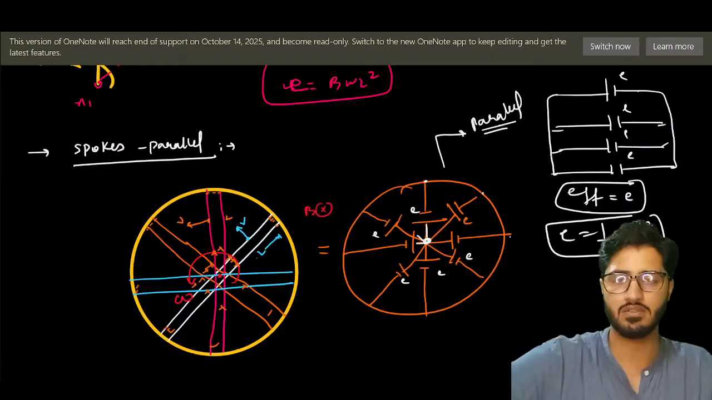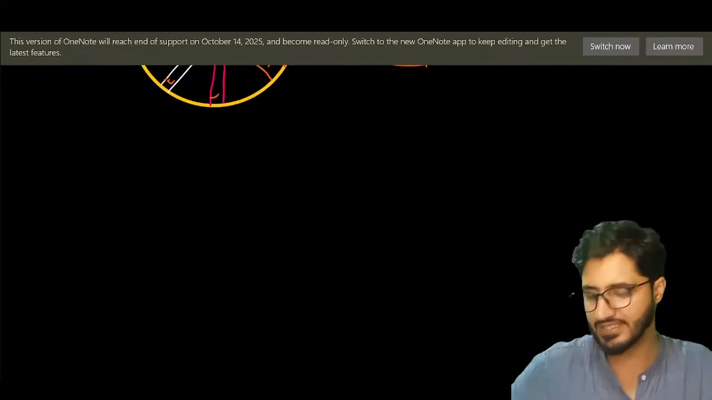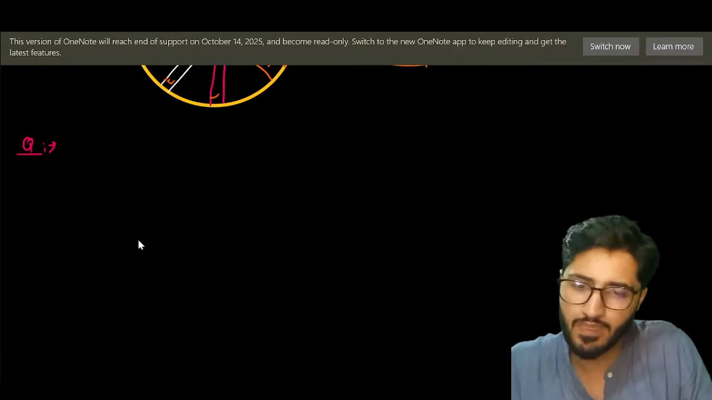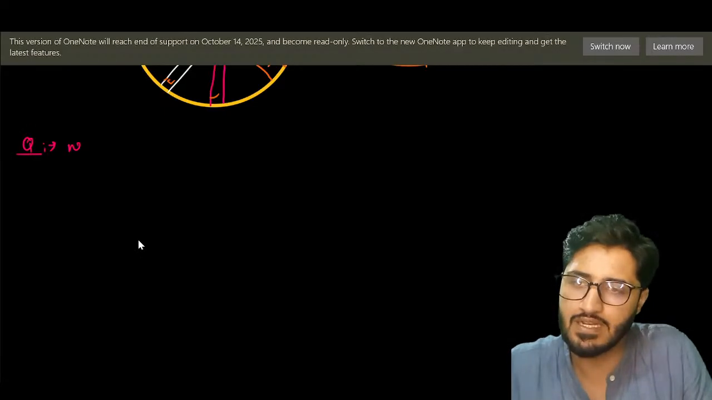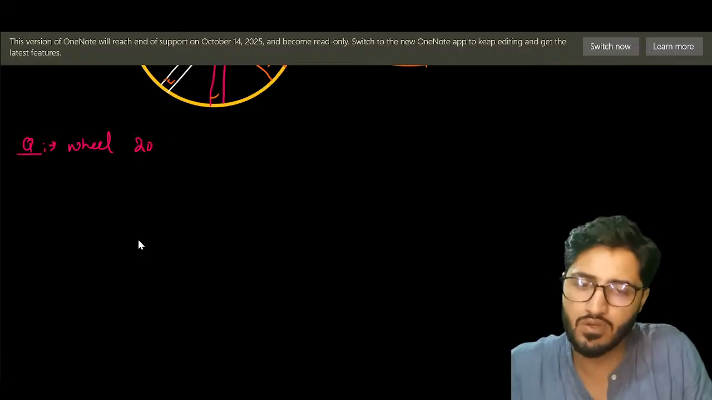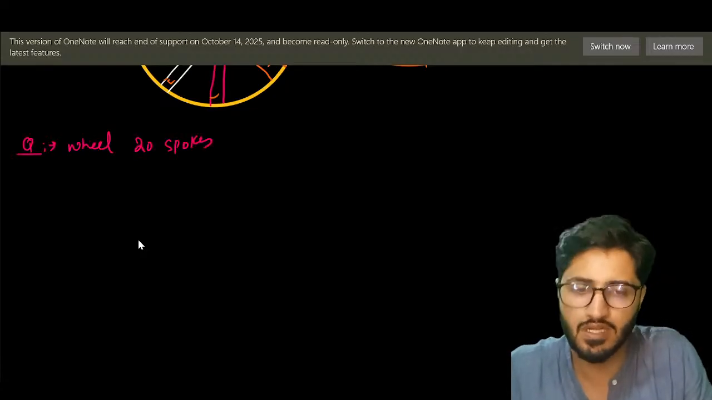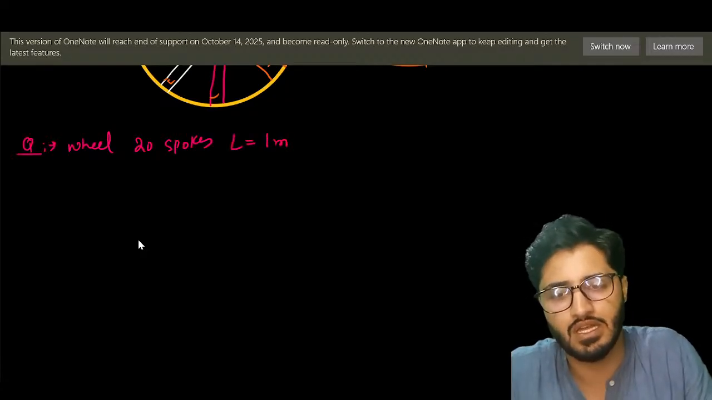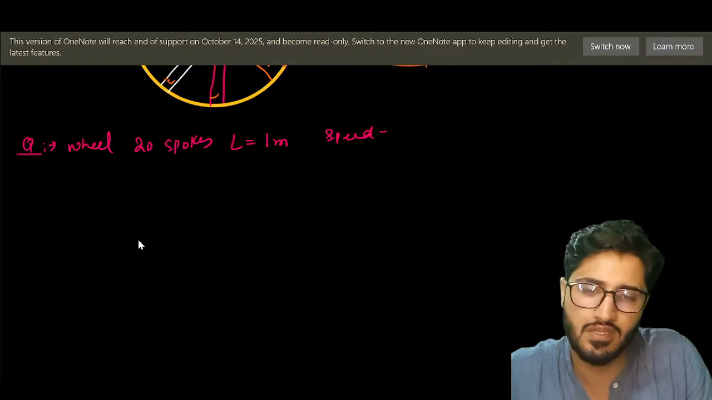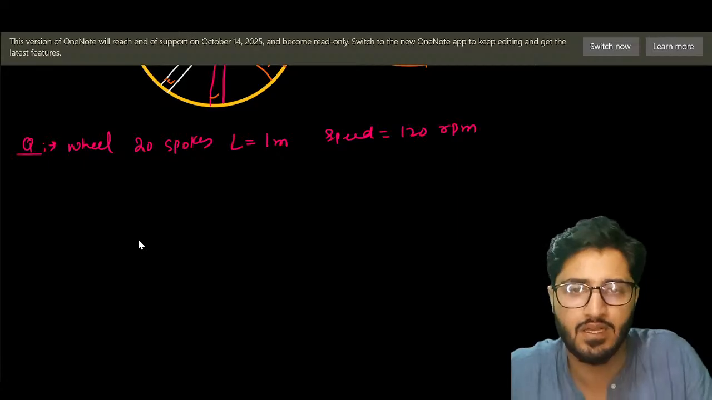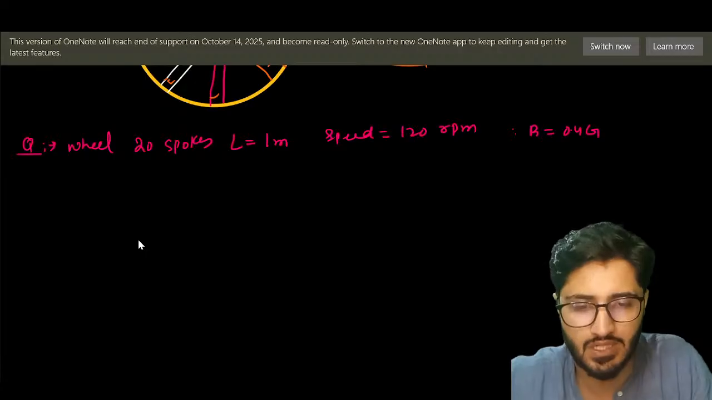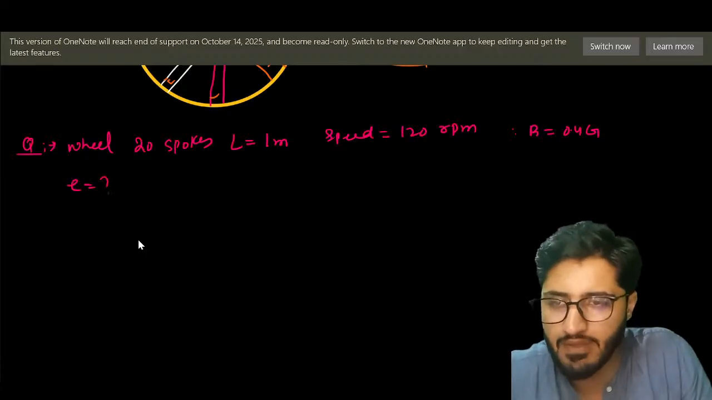Okay, the last numerical of today's class, then we can just end the session. Last numerical: we have a wheel. The wheel has 20 spokes. The length of each one is 1 meter. Its speed is given as 120 rpm. B is given as 0.4 Gauss. Find the motional EMF.